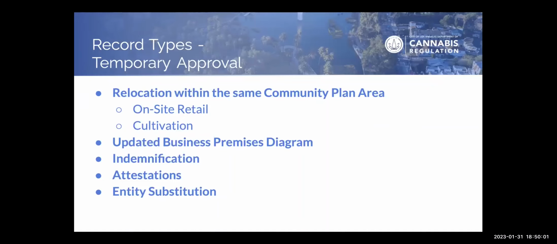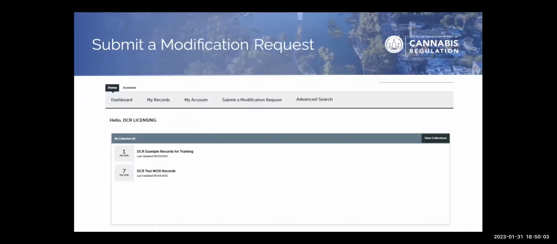Next slide, please. So once you've logged into the DCR licensing portal, you can navigate to submit a modification request. You can see on the little subject bar, there's a button called submit a modification request. If you click on that, it will take you to a general disclaimer screen. Once you've read and accepted the general disclaimer, then it will allow you to begin the modification request. Next slide, please.